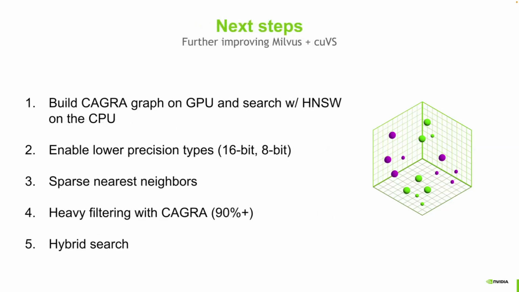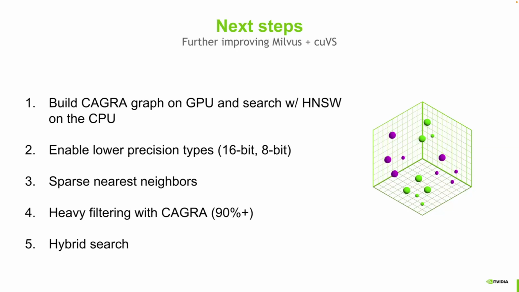So for some next steps, these are things that we've been working on in our collaboration with Milvus: building the graph on the GPU and searching with the CPU. That should be out soon. Lower precision to be able to increase the amount of data and index sizes. Sparse nearest neighbors is something we've had in RAFT for a long time. It's going to be moved over to cuVS, so we're going to expose that through Milvus.